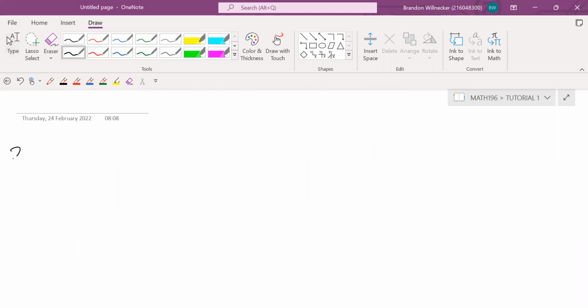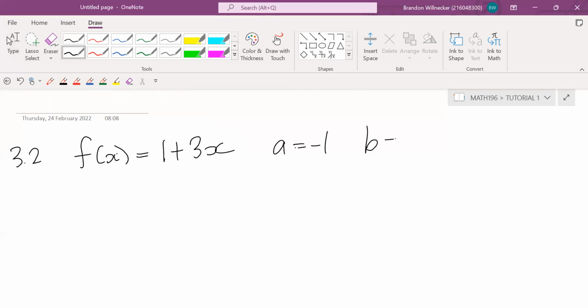Okay, so let's take a look at 3.2. So we have f of x is equal to 1 plus 3x. And then we have a is equal to minus 1 and b is equal to 5. Okay, so that's the interval that we're working on.